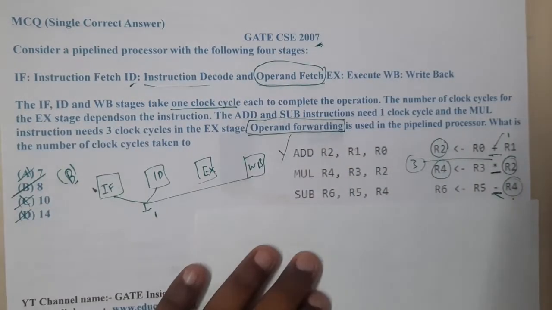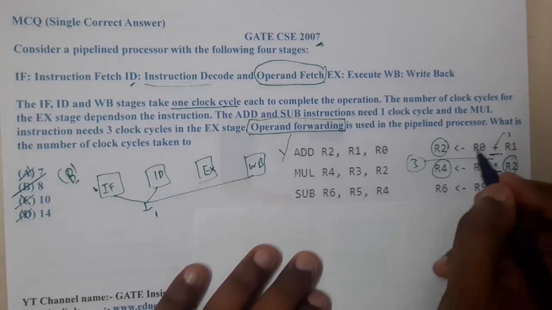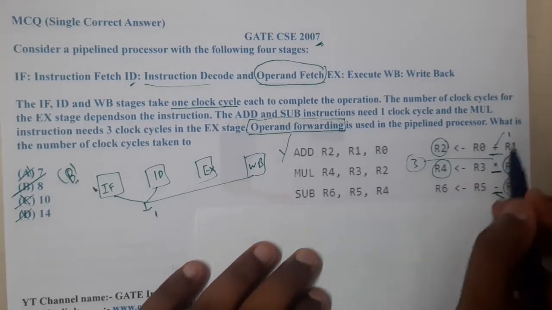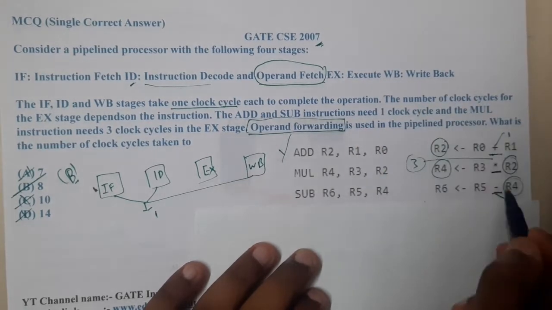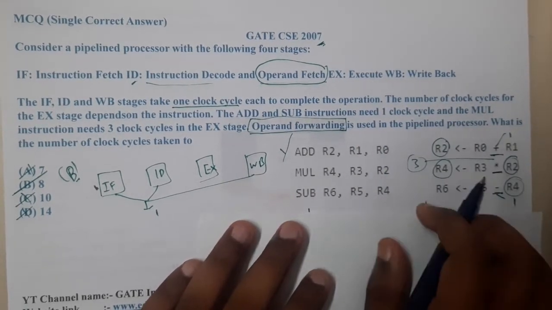Okay guys, I've already solved the question. Due to some issue the audio hasn't been recorded, so I'm recording it again. So for addition it is 1, for multiplication it is 3, for subtraction it is 1.